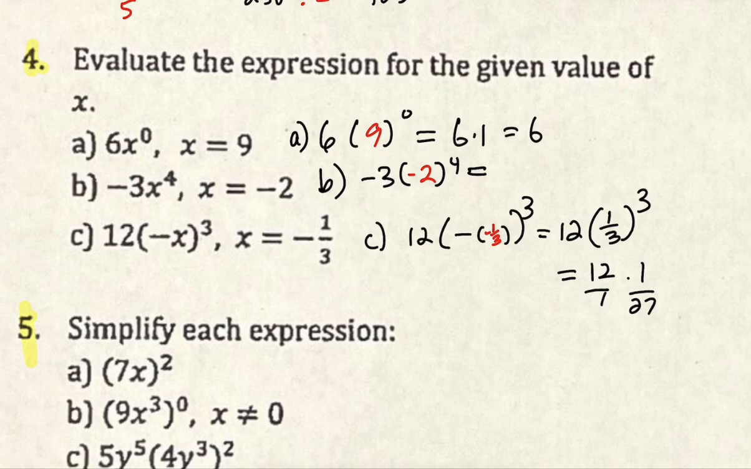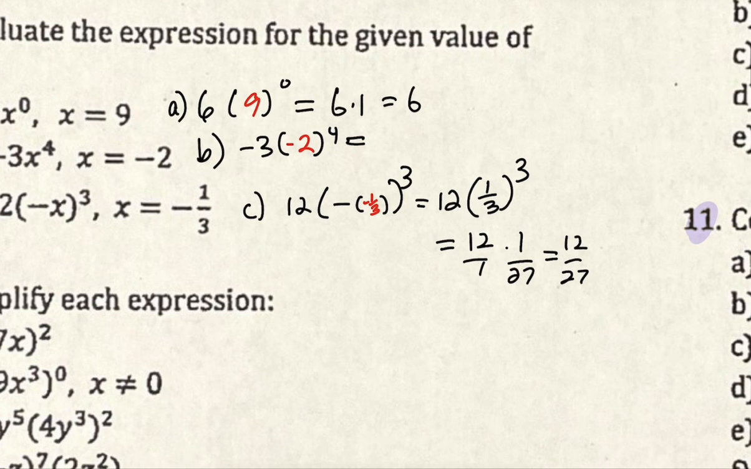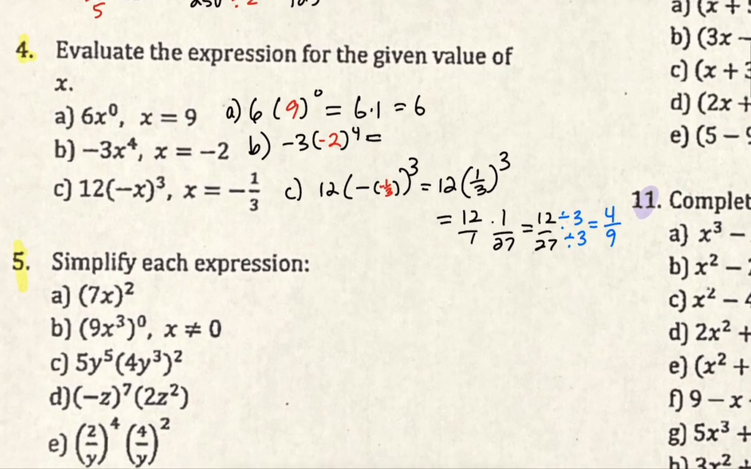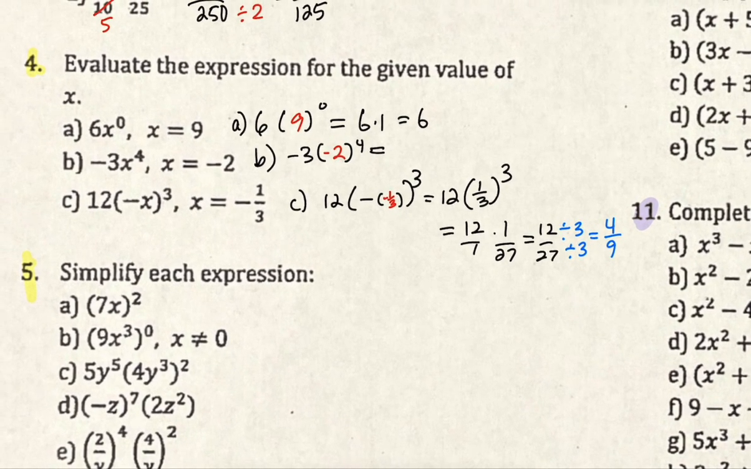Now, you can just multiply tops and bottoms, 12 over 27, and then reduce. That's okay. You can do that. You can divide top and bottom by 3 here, or you can divide top and bottom by 3 there. Doesn't matter. They'll both get you the same place. Your final answer would be 4 over 9. So please finish up number 4.